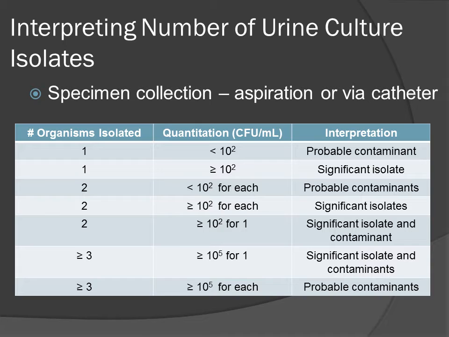Two organisms and greater than 100 for one but not the other, then it might be a significant isolate and a contaminant. If you have greater than three organisms and it's 100,000 for one of them, that's probably a significant isolate and contaminants. And if it's greater than or equal to three organisms isolated with greater than or equal to 100,000 for each, it's probable contaminants. You probably have somebody who's really colonized with several different bacteria.